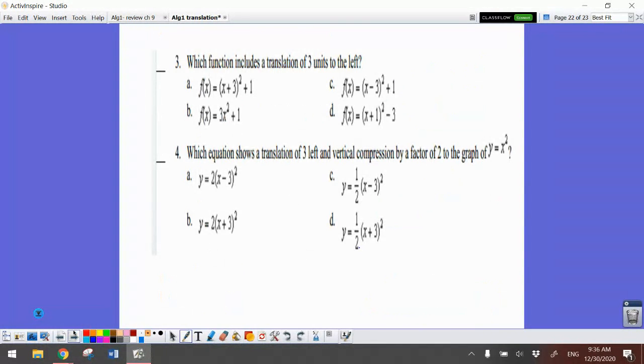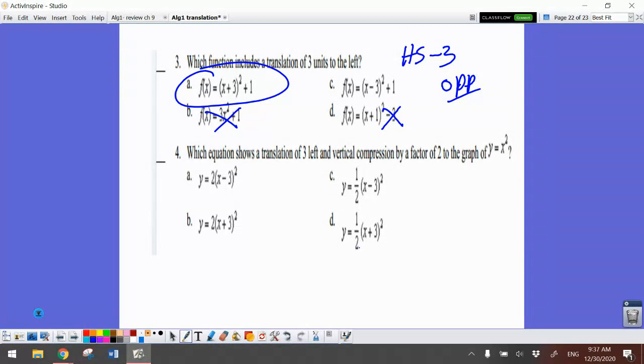Okay, why don't you hit pause, see if you can figure out these 2 multiple choice questions. Okay, so which function includes a translation of 3 units to the left? So that would be HS -3. So which one of these has an HS of -3? Well, this is a vertical shift, so that one's out. That one says -3. That one's a vertical shift, so it has to be either A or C. Well, remember, it has to be opposite. So the answer is A.